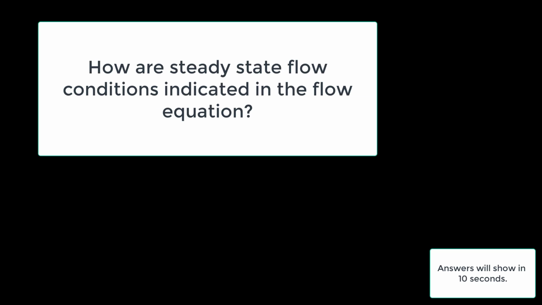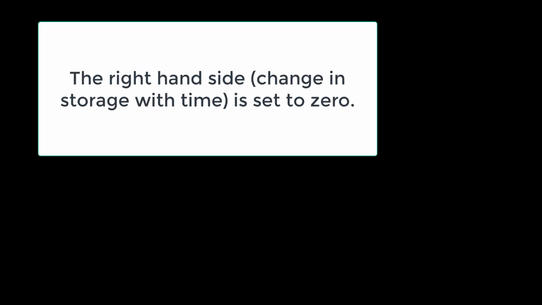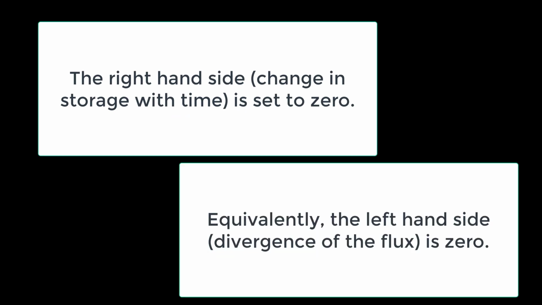So this one, if you were to look at the flow equation, what would you be looking for to indicate that the system is under steady state? The right-hand side, remember, is telling you the change in storage with time. So if that were set to 0, or of course if the left were set to 0, but that's unusual. You'll usually see the right-hand side set to 0 to indicate steady state conditions.